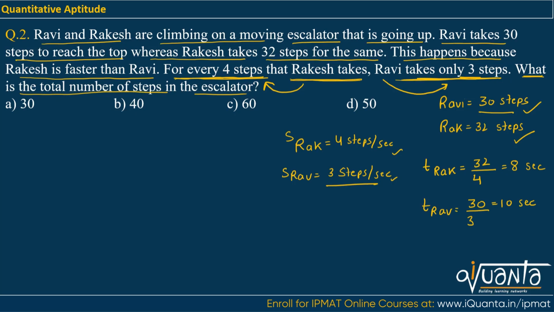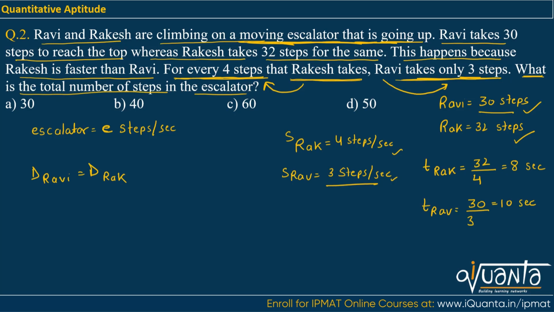Now in the question we were clearly given that the escalator is also moving. So there will be some speed of the escalator. Let us assume that the speed of the escalator is E steps per second. Now at last we have been asked the total number of steps in the escalator. That means the distance covered by both would remain the same. It is just a case that one is taking fewer steps, one is taking more steps. So distance by Ravi will be equal to distance covered by Rakesh. They will be the same.